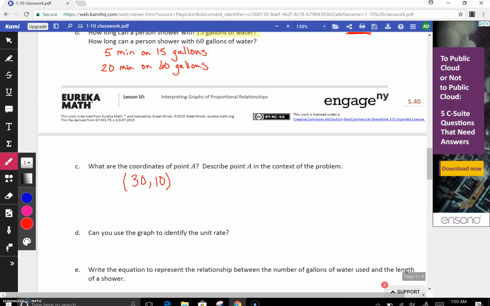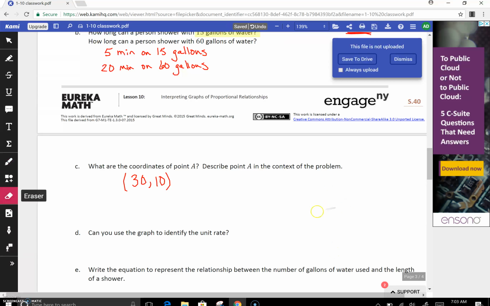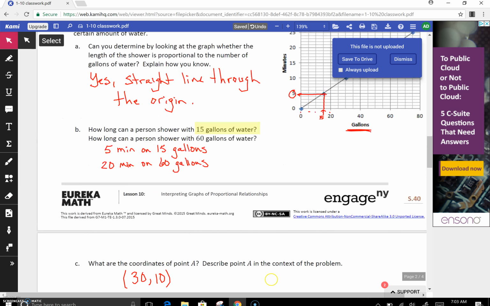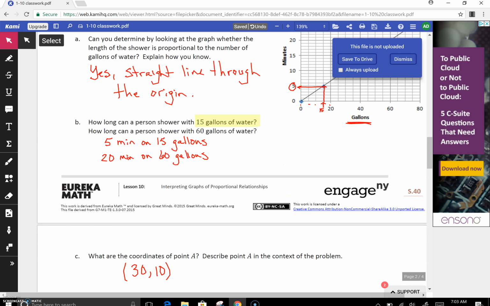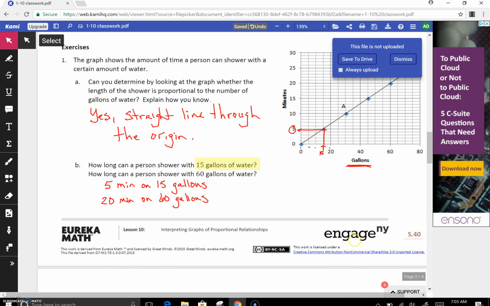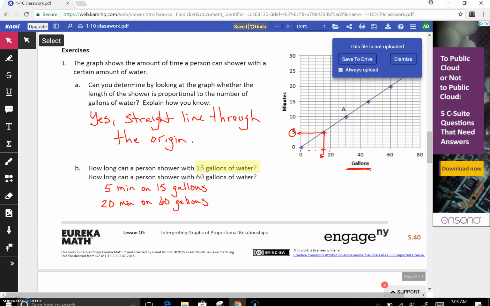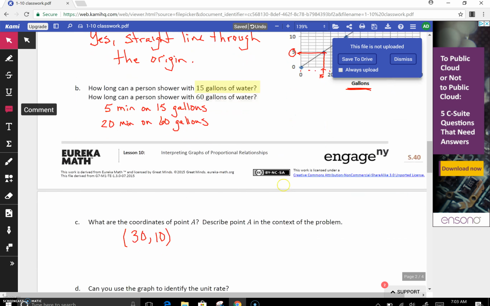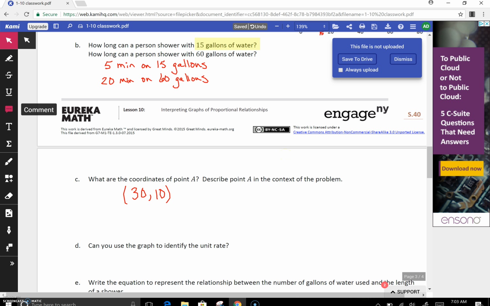And it says describe what it means in the context of this problem. Well, 30 is the x value. So if we look back at the table, our x value is gallons. So that means 30 gallons, and our y value is 10. On our label here on the y value, it says that it stands for minutes. So this means 30 gallons and 10 minutes.